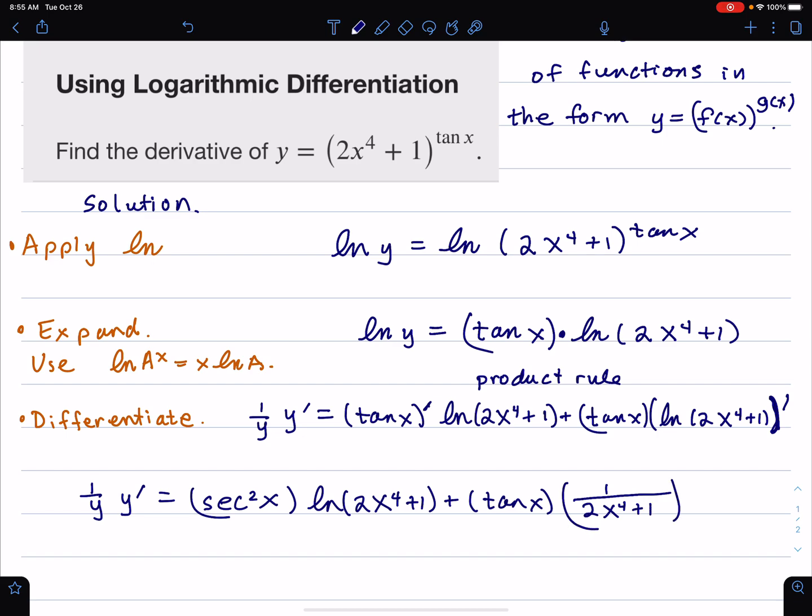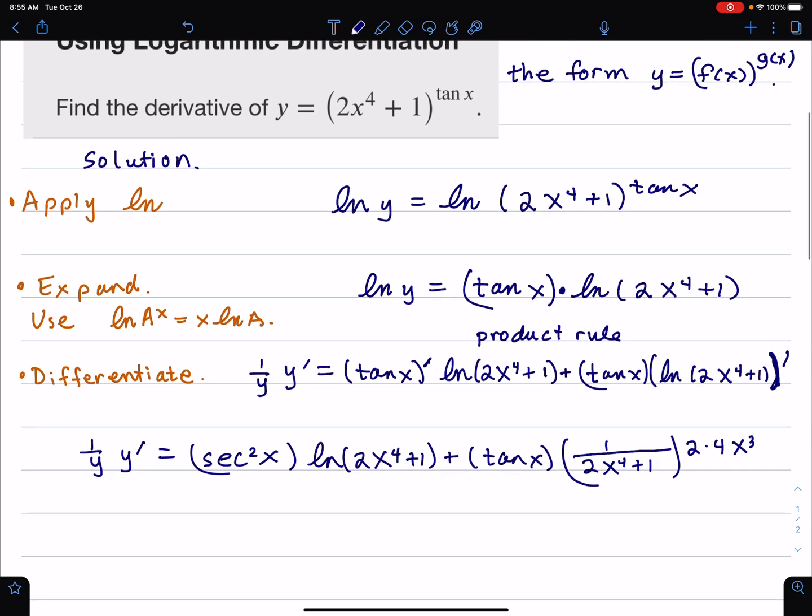And then we multiply by the derivative of that inside u. Well, what's the derivative of 2x to the fourth plus 1? We use the power rule. By the way, the derivative of the constant 1 is 0. So for 2x to the fourth, we use the power rule and we get 2 times 4x to the third. And this is a multiplication there, that big dot multiplication.